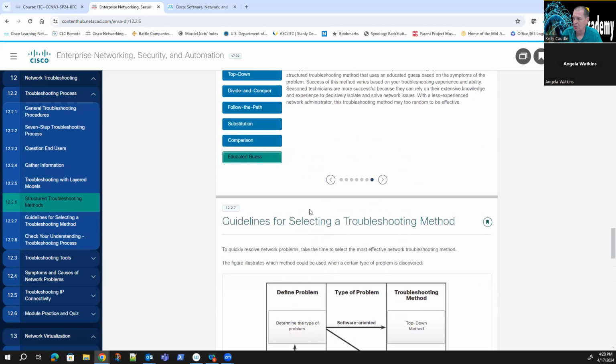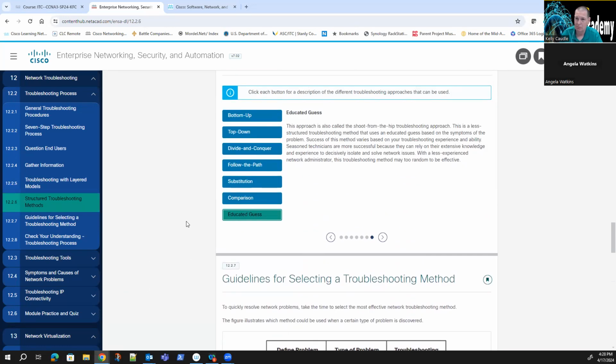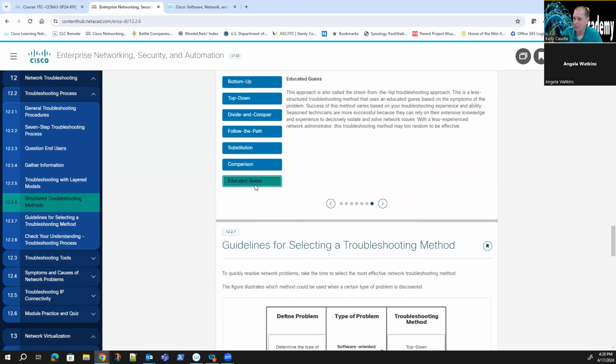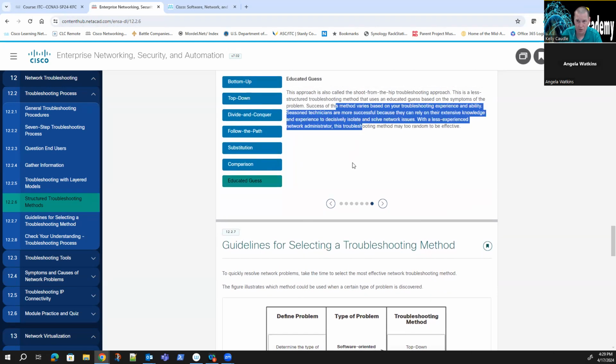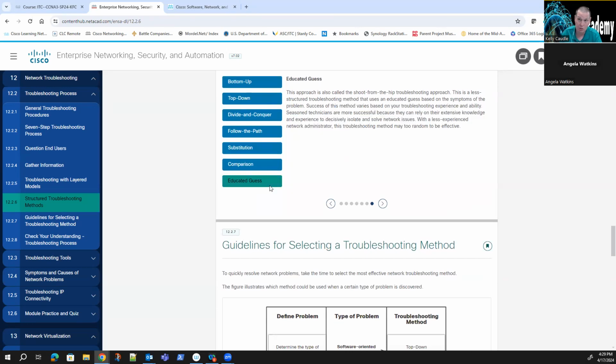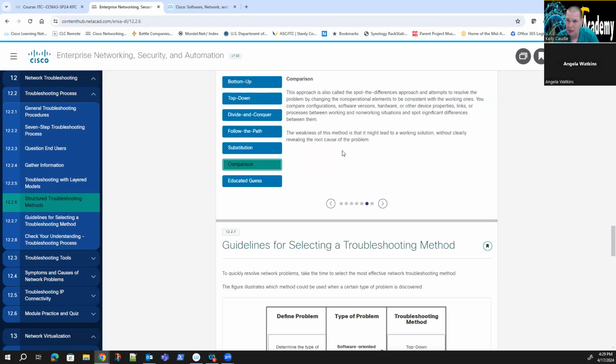I like this one, educated guess. You ever heard of a WAG? No. Wild ass guess. Pardon my language. Honestly, sometimes you just take a guess and go, I've seen something similar before, and last time it was this. I wonder if it's related to this. This is not a great method. But if you're a very seasoned technician and you've seen years and years of networking, sometimes you can make a guess and it works and fixes the issue. Comparison is also useful: I had the same issue one time before and it ended up being this. Could it be related?